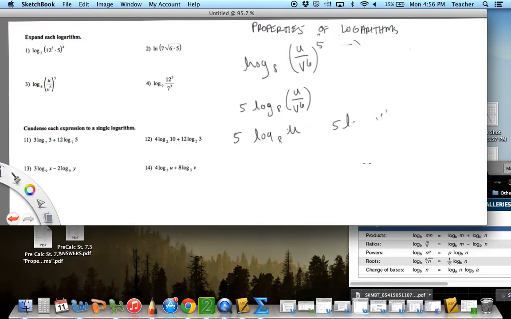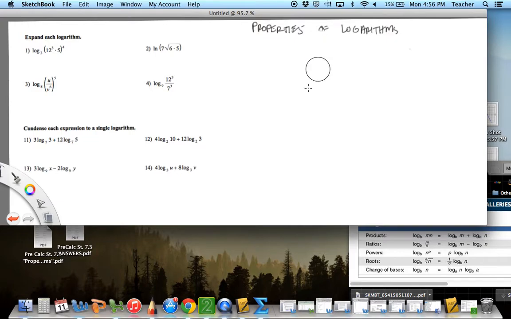Now I'm just going to do a couple quick examples of the condensing portion, which we might get more to tomorrow, but a little preview of what it's going to be, and I'm going to create another video based on that. But if we have, for example, number 11, I'm going to go pen instead of pencil. If we have the number 11, we have 3 log base 7 of 3 plus 12 log base 7 of 5. Okay? So what we have here is we're going to kind of work backwards now.